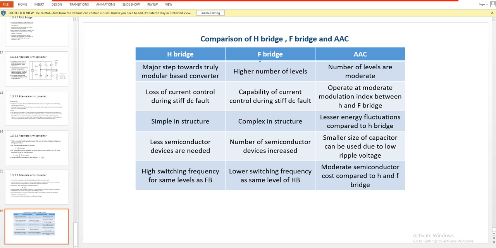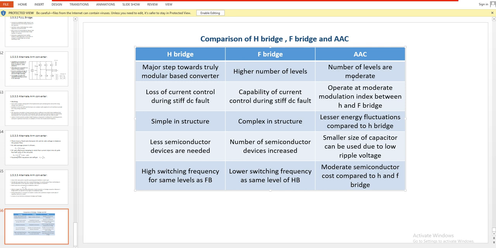So in case of full bridge, the initial cost of the capacitors will be very low, but the cost of the semiconductor switches will be doubled as compared to half bridge. So there is a trade-off, but since full bridge can control fault currents, can deal with the fault currents, we can prefer full bridge topology over half bridge topology.